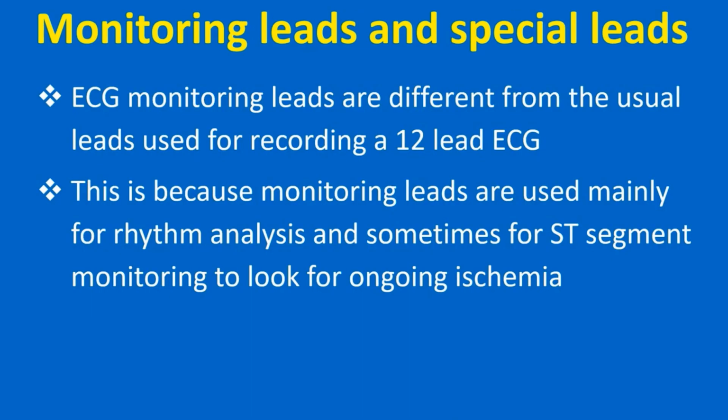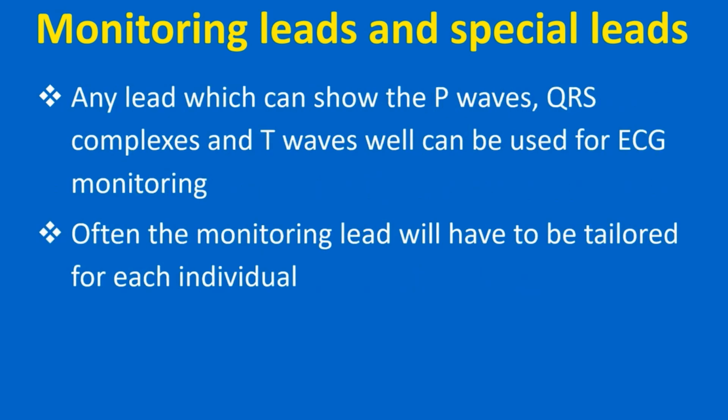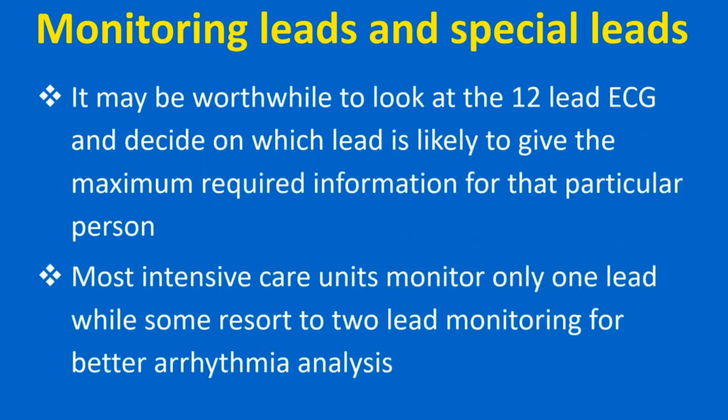ECG monitoring leads are different from the usual leads used for recording a 12-lead ECG. This is because monitoring leads are used mainly for rhythm analysis and sometimes for ST segment monitoring to look for ongoing ischemia. Any lead which can show the P waves, QRS complexes and T waves well can be used for ECG monitoring. Often the monitoring lead will have to be tailored for each individual. It may be worthwhile to look at the 12-lead ECG and decide which lead is likely to give the maximum required information for that particular person.